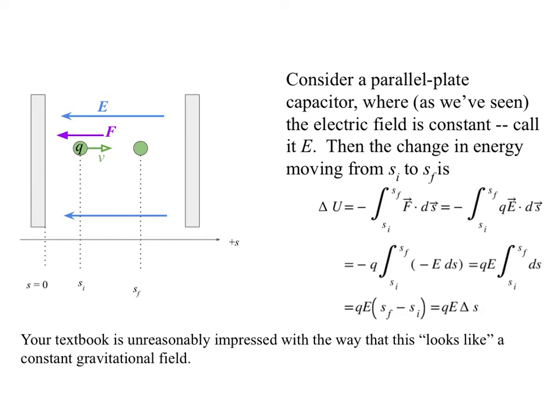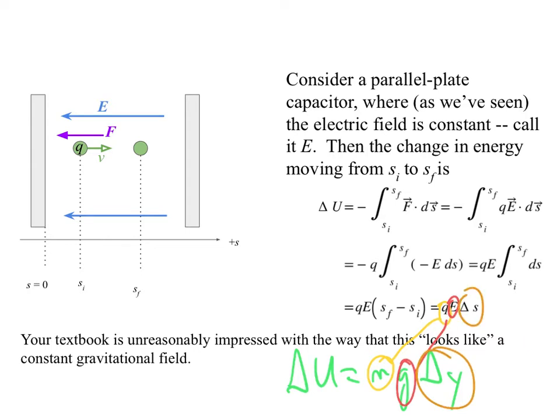Your textbook is unreasonably impressed with this, and the fact that it looks like, in some sense, a gravitational field, where we could write that delta U was some mass times something times a change in height. I guess we would say change in y. And so they're like, hey, look, we have the thing that creates the force, we have the field that carries the force, and we have something which is the distance we travel. And your textbook is really, really impressed by that. I don't know if it's as impressive as all that, but it's still kind of interesting that for this constant field, at least we get an energy that looks a little like mgh.